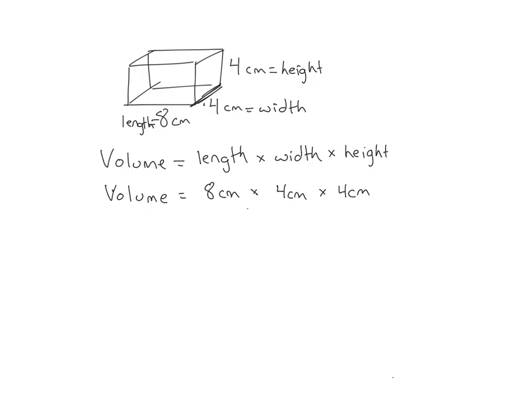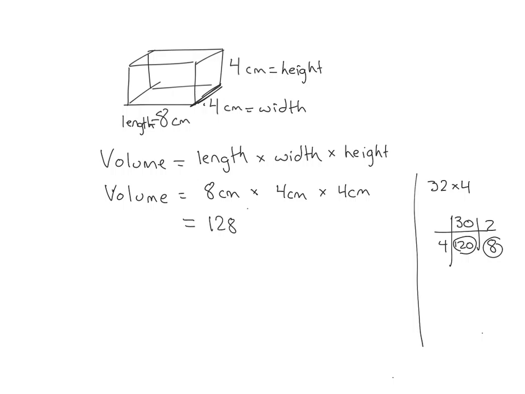Let's try this. 8 times 4 gives me 32. And 32 times 4, well, how am I going to do this? One way we could do this is to make a little space on the side to figure this out. We could break the 32 up into 30 and 2, and multiply that by 4. I'm going to use our array here. 30 times 4 is 120. 4 times 2 is 8, so 120 plus 8 is 128.